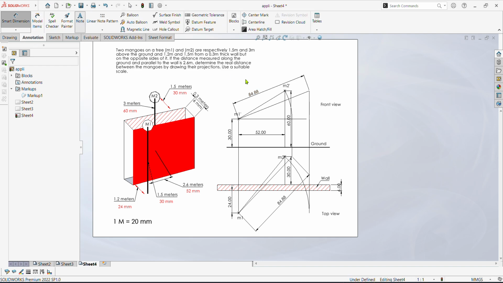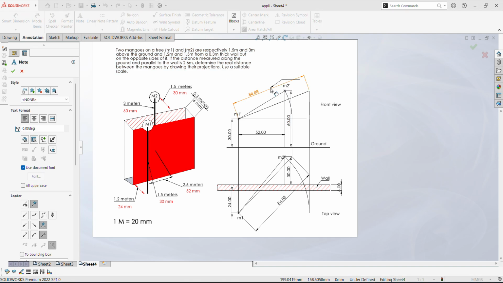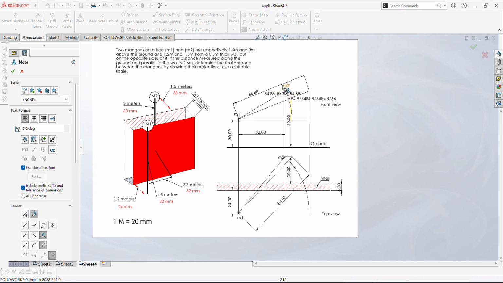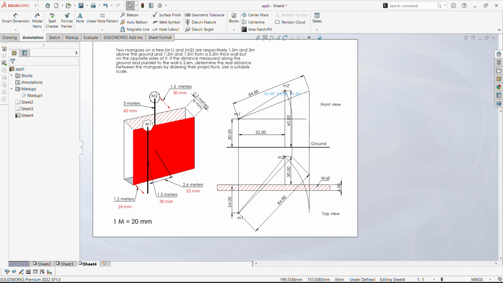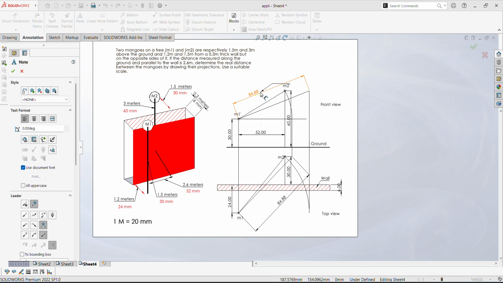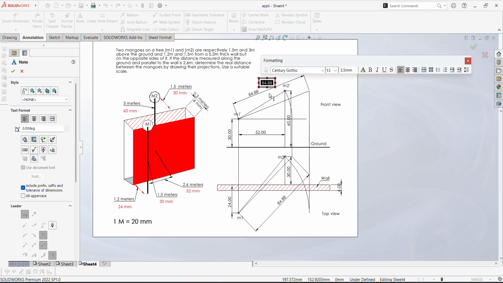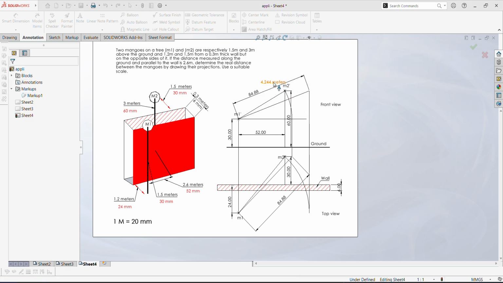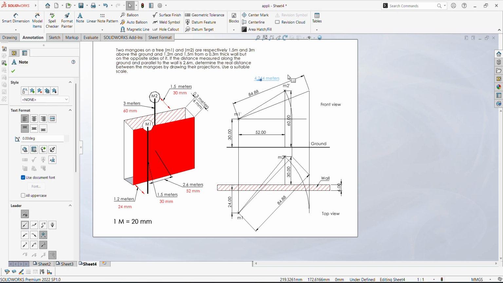So we'll just kind of annotate that here so we can refer to that later. The true distance here is given by this line, right? This is my true line, and this is 4.22 meters. So that's the answer, right? And that is what we have to look for, and that is what we found too.